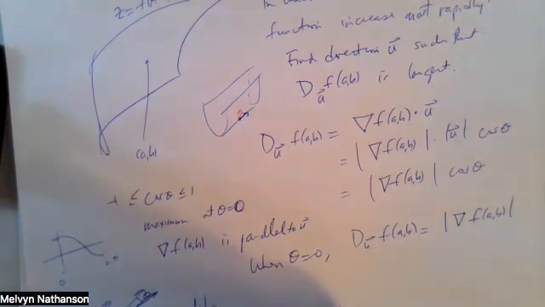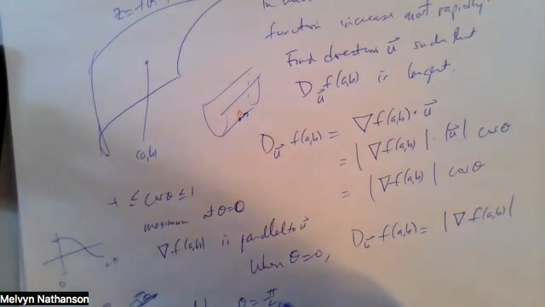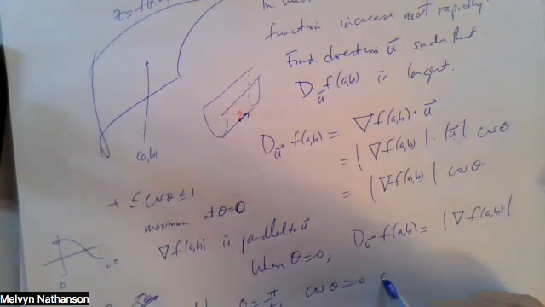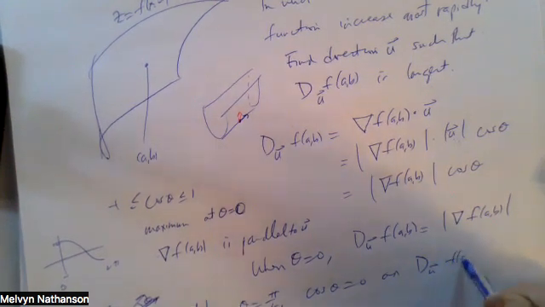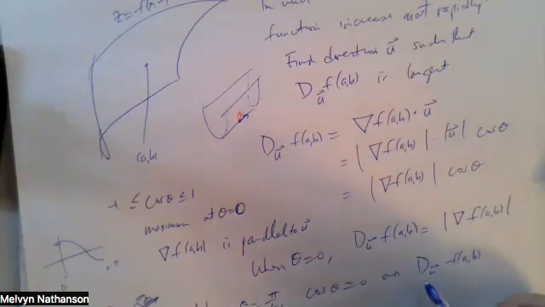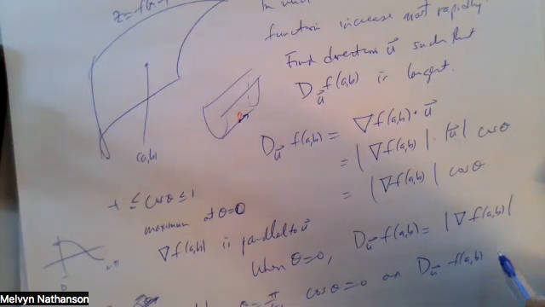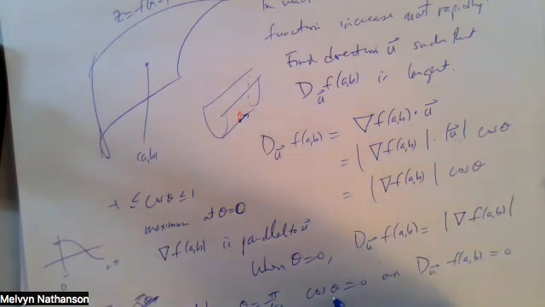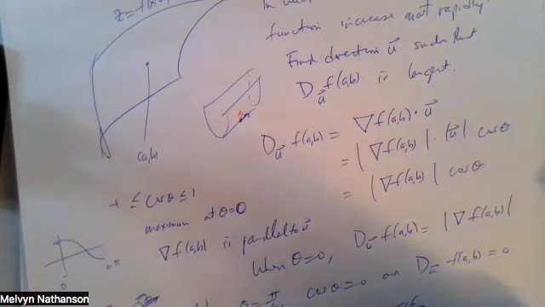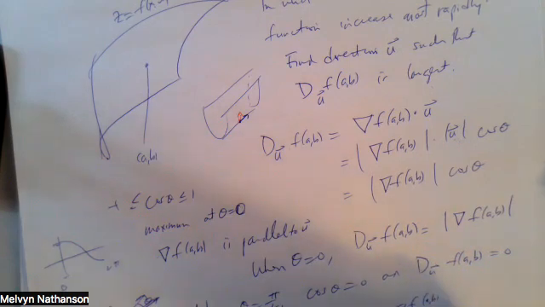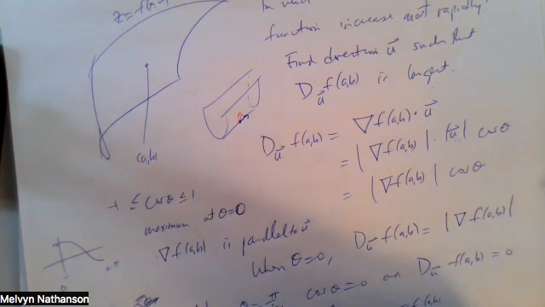And when theta is pi over 2, cosine theta is 0, and the directional derivative of f at (a, b) in the direction u is 0. Cosine theta equals 0 means, here's the gradient, cosine is 0 at the angle pi over 2. So when you go in a direction perpendicular to or orthogonal to the gradient, the rate of increase is 0.